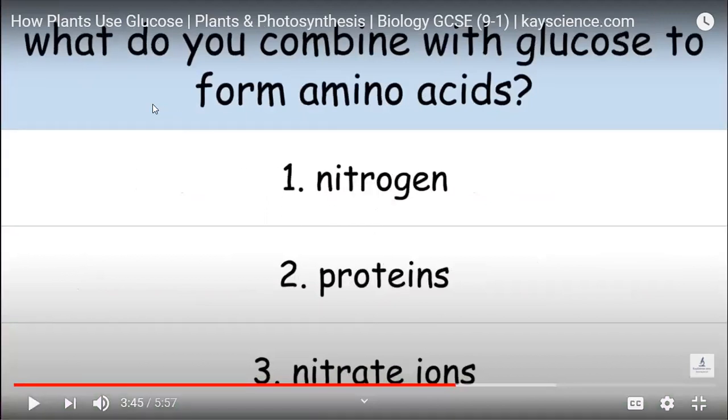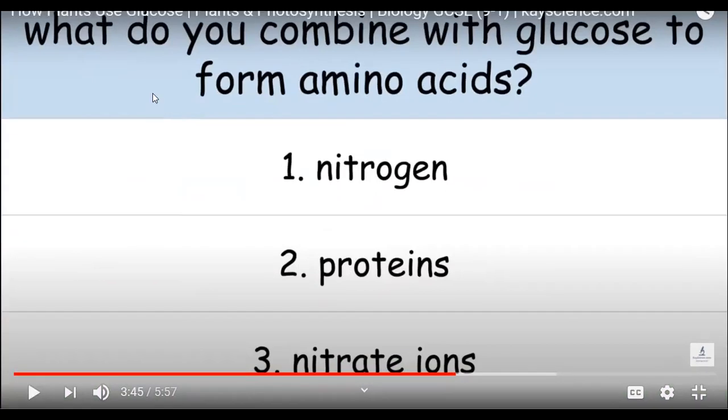What do you combine with glucose to form amino acids? So what are the options? Could you read the options? Nitrogen, proteins, nitrate ions. Yes. What do you combine with glucose to make proteins or amino acids? Is it going to be nitrogen? Is it going to be proteins or nitrate ions? Please respond by text. Do not say it out loud so that we can check with the other boys.